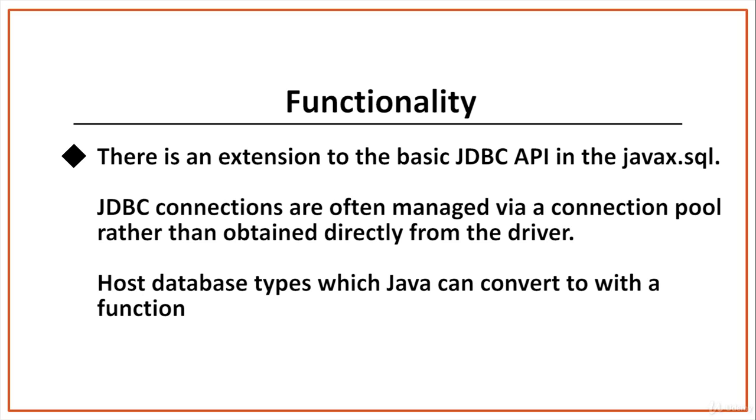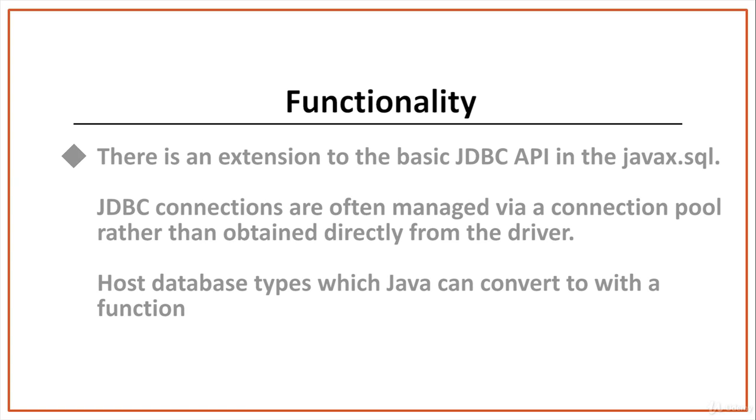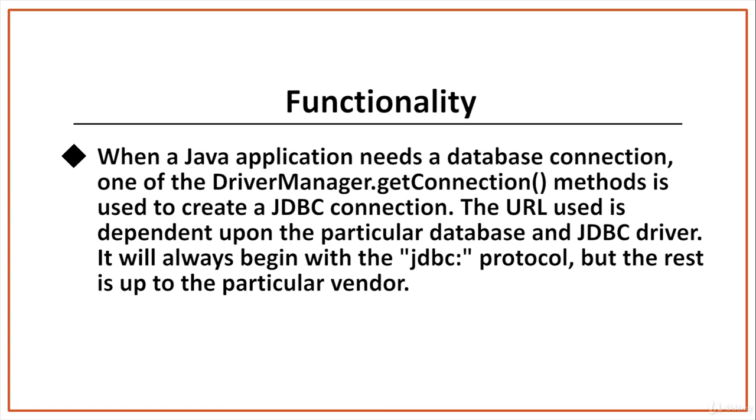JDBC connections are often managed via a connection pool rather than obtained directly from the driver. Host database types, which Java can convert to with a function. When a Java application needs a database connection, one of the DriverManager.getConnection methods is used to create a JDBC connection. The URL used is dependent upon the particular database and JDBC driver. It will always begin with the JDBC protocol, but the rest is up to the particular vendor.